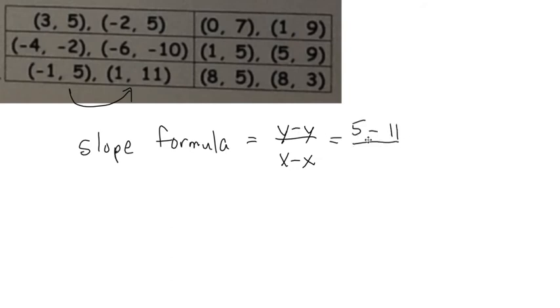Now I'll do the same for the x's. My first x coordinate is -1 minus my second x coordinate is +1. Do your same change opposite and calculate. 5 plus -11 is -6. -1 plus -1 is -2. A negative over a negative is a positive, and then 6 divided by 2 is 3, so your slope is 3.